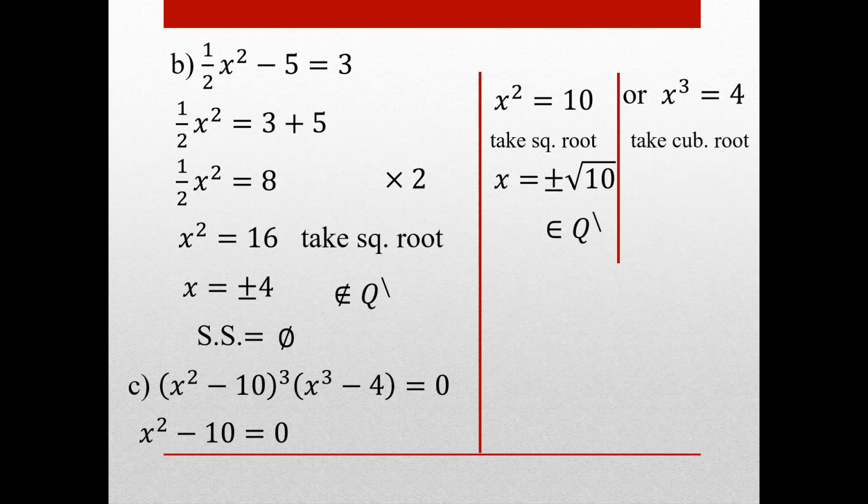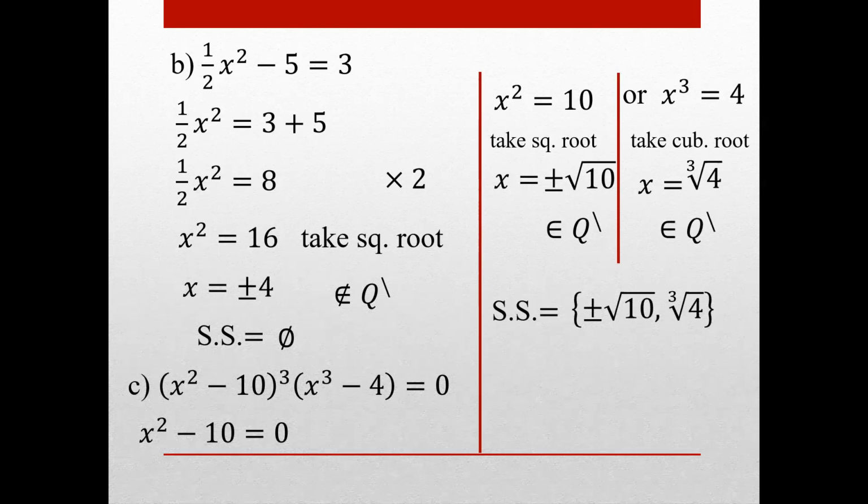And on the other side, we have x to the power 3 minus 4 equals 0. We move negative 4 to the other side with a different sign. So x to the power 3 equals positive 4. If we take the cube root of the two sides, then x equals cube root of 4. And 4 is not a perfect cube; we don't have a number multiplied by itself 3 times that equals 4. So cube root of 4 is not a rational number, but it belongs to the irrational numbers. So the solution set is positive or negative square root of 10 and cube root of 4.